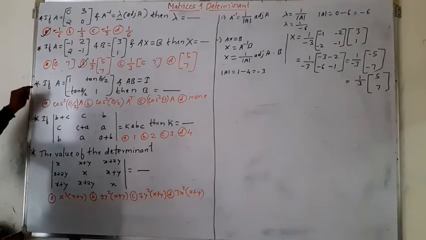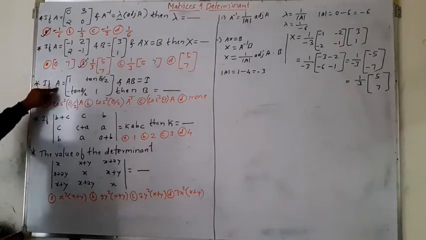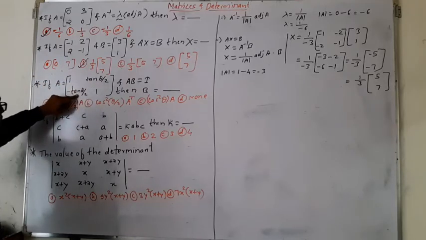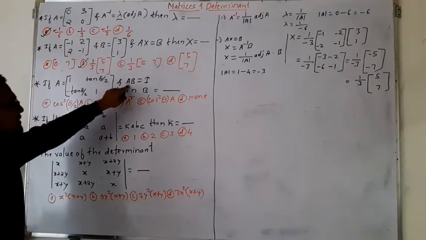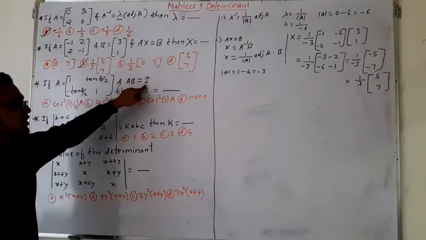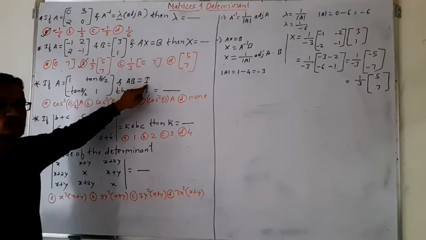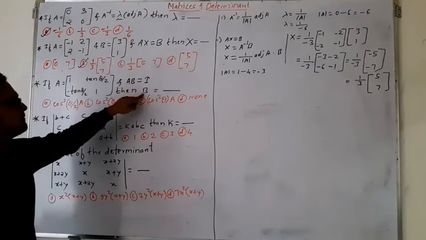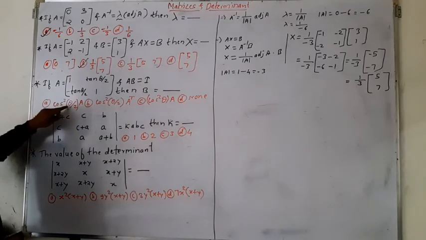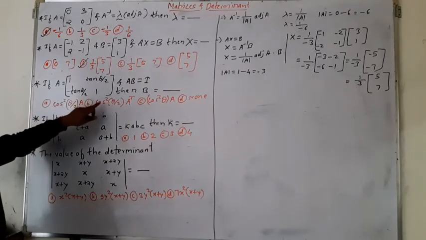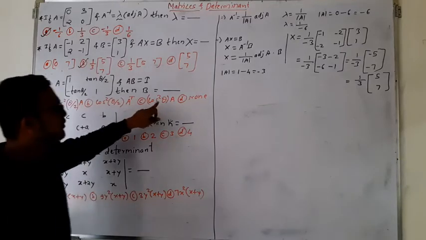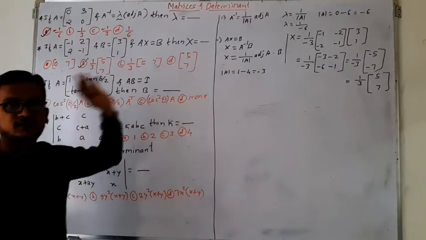Okay, next one. If A is equal to the matrix 1, tan theta by 2, minus tan theta by 2, 1, and AB is equal to I. Again one more condition is given here: AB is equal to I. Then what is the value of B? Options are cos square theta by 2 into A, cos square theta by 2 into A transpose, cos square theta into A, and none of the above.